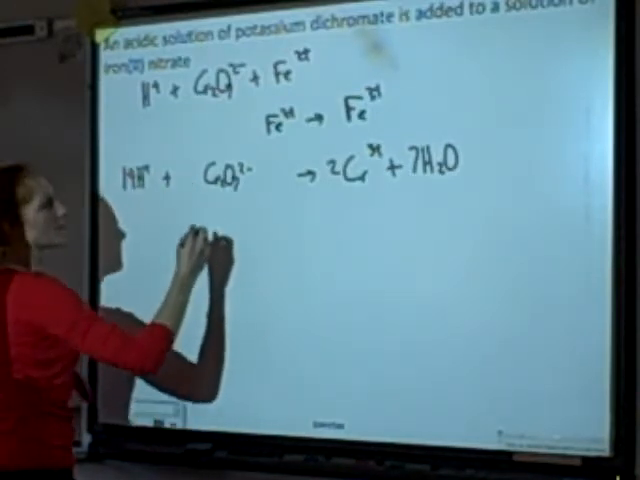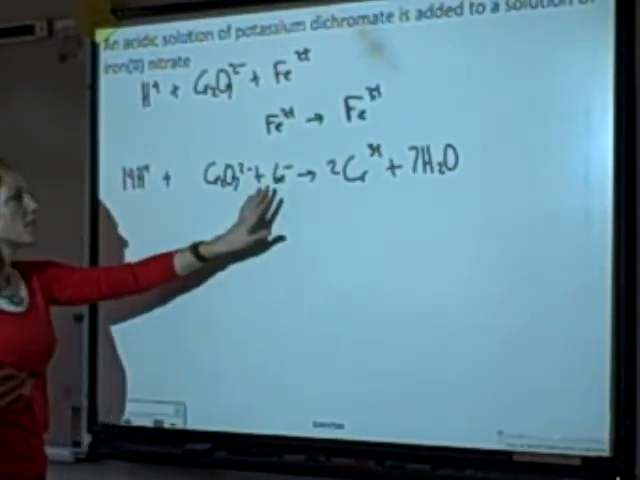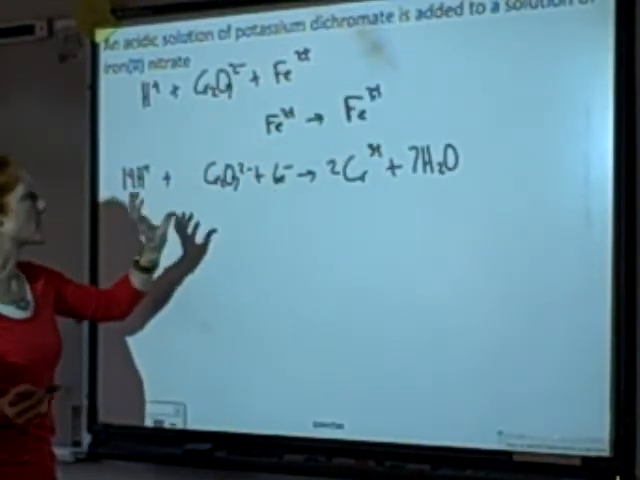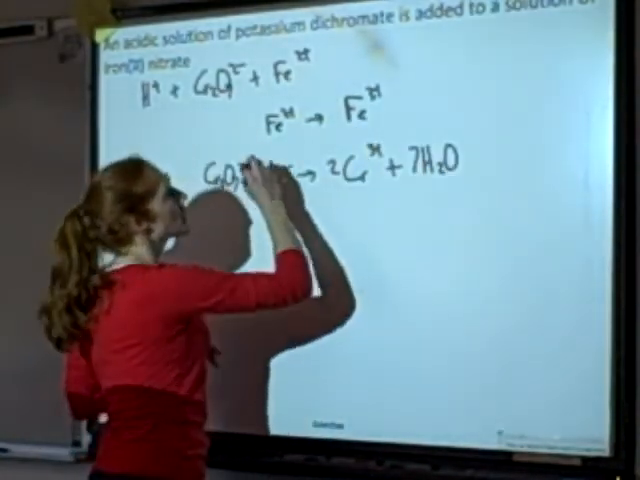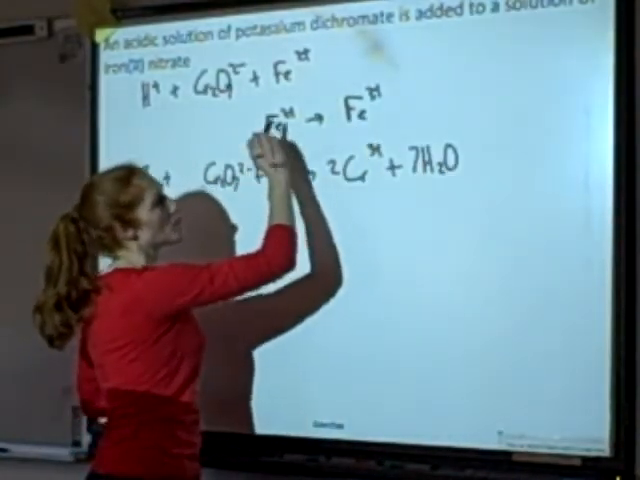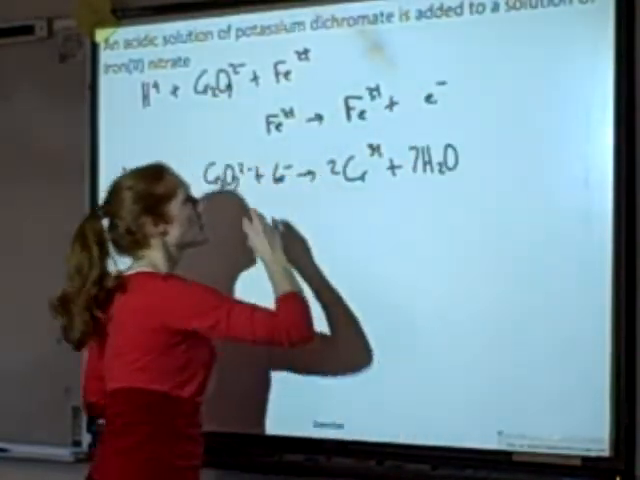So let's add 6 electrons. All right, so I've got 6 electrons being gained by this dichromate that's being reduced. I need to produce 6 electrons on here. So for every 1 iron 2+ that goes to an iron 3+, it's just giving up 1 electron. Let's do this 6 times.